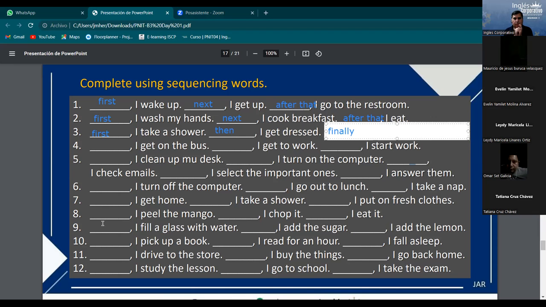Finally, or no? Finally is with the last action. Like you say, finally, I go to bed. Yeah, or to finish a sequence. You finish a sequence. Okay.